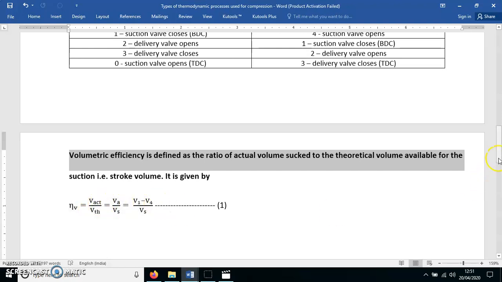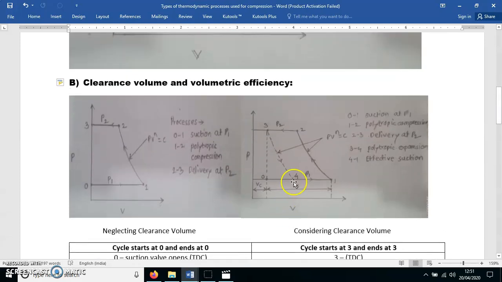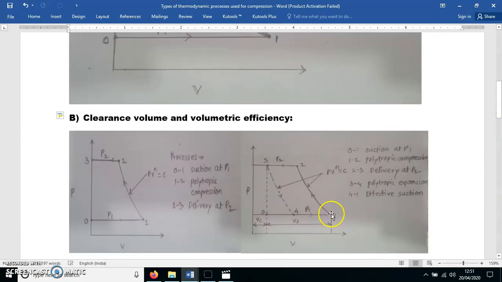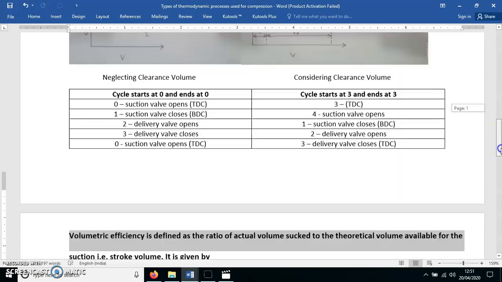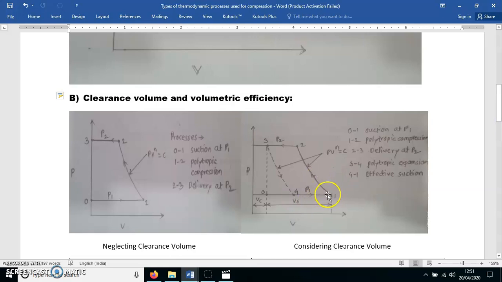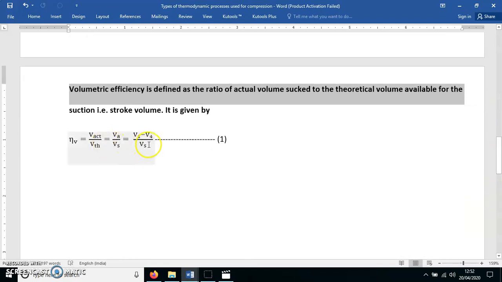Actual volume is what? You can see from the figure. From 4 to 1 means it is V1 minus V4. And what is the theoretical volume? That is from 0 to 1, meaning the total suction stroke Vs. So what is the volumetric efficiency? It is V1 minus V4 upon Vs. That is actual volume sucked to the theoretical volume sucked. And remember one thing, from the figure it is very clear that V1 minus V4 is always less than the stroke volume. So the volumetric efficiency of the compressor is always less than 100%. Thank you.